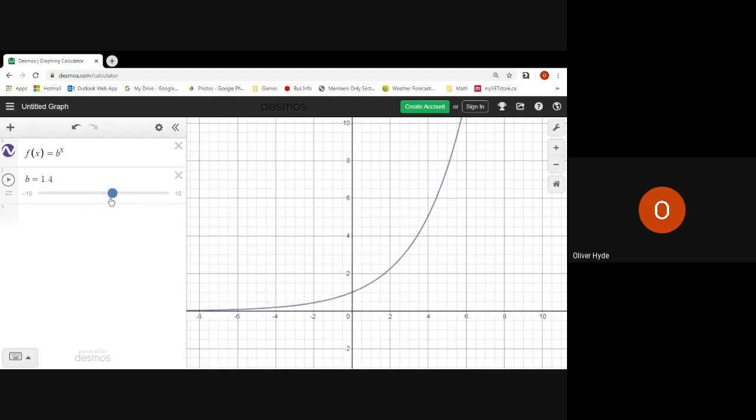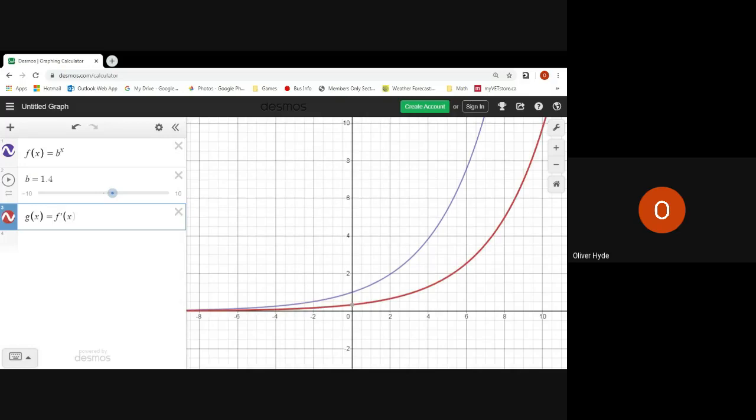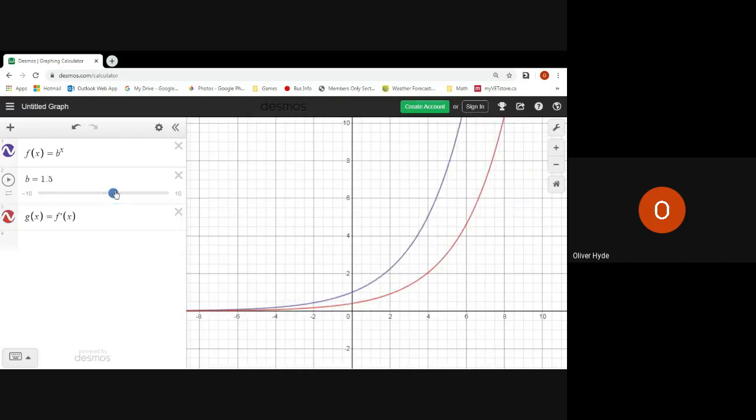Slider's a little wonky. Desmos does a pretty good job, actually, of just displaying the derivative of a function as well. I'll define g of x to be f prime of x. And there it is. So all the way back in day, I think it might have been day 2.1, we were just graphing derivatives of curves. We had a curve and we drew its derivative.